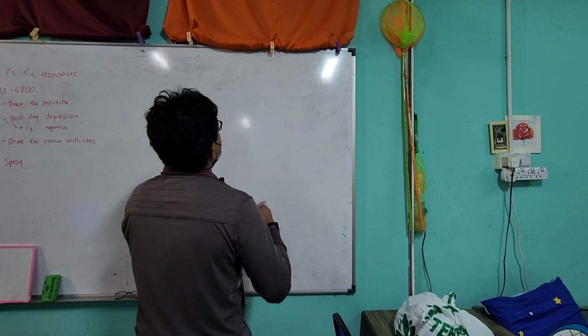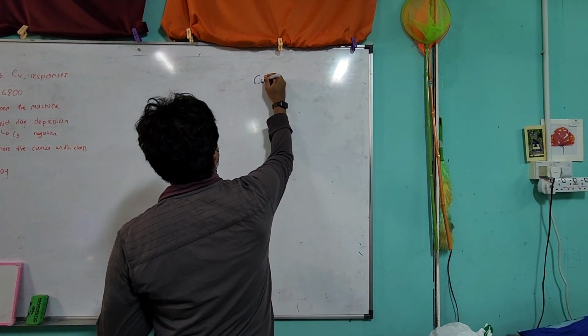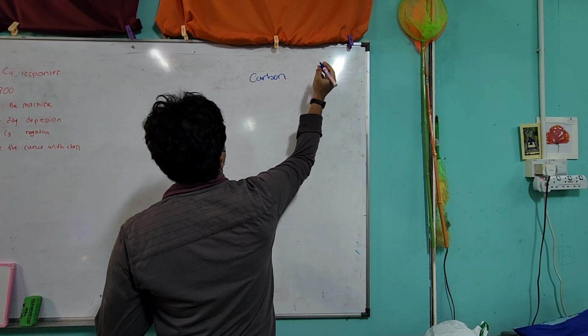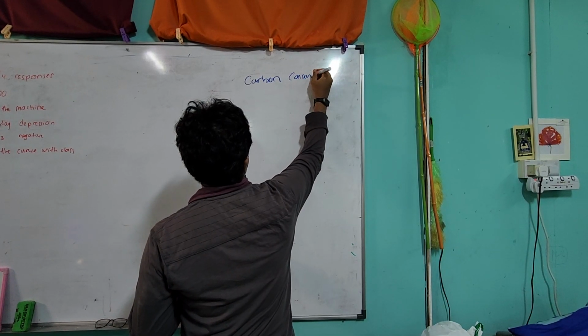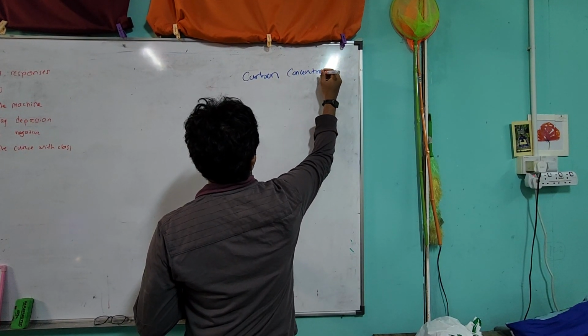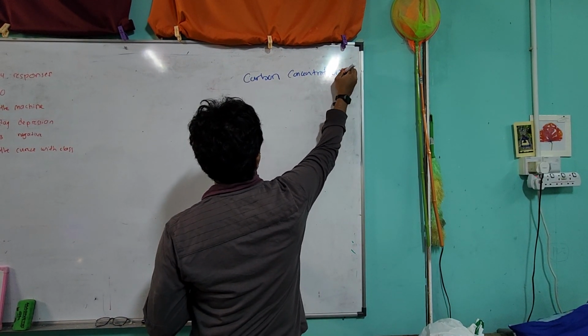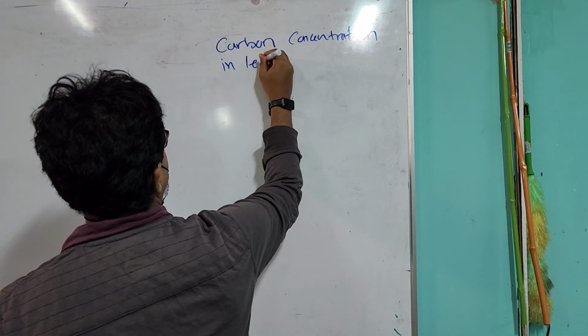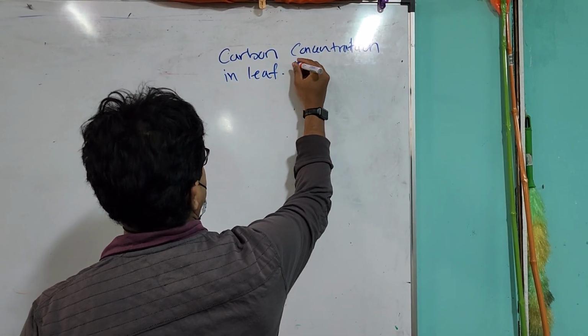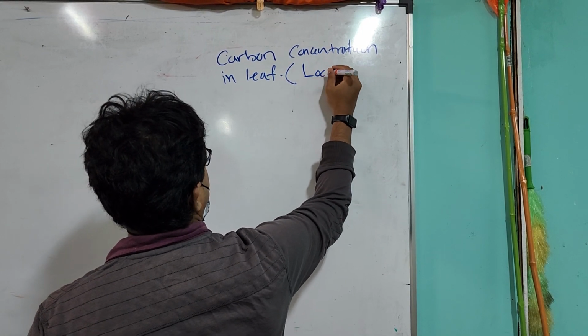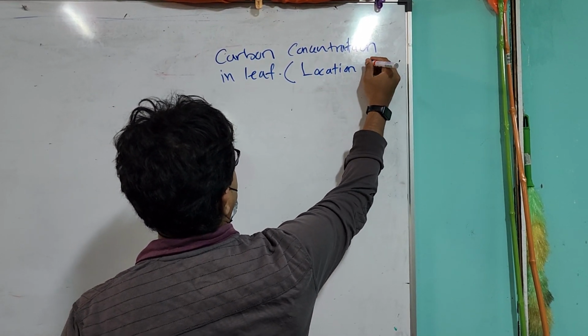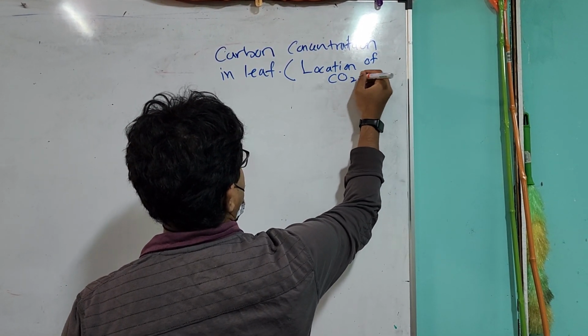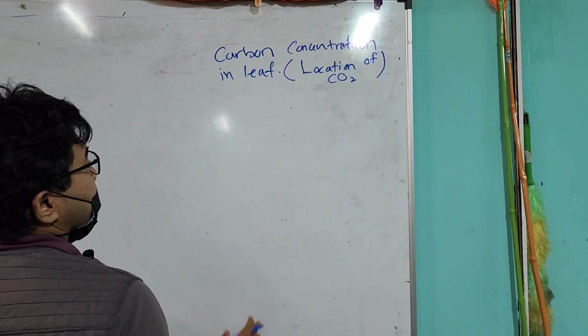Okay, so what's the lesson now? The concept of carbon concentration in leaf. Actually, we are talking about the location of the carbon, location of CO2, carbon dioxide.